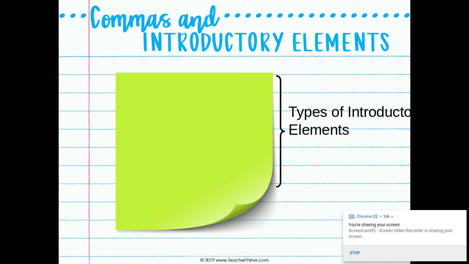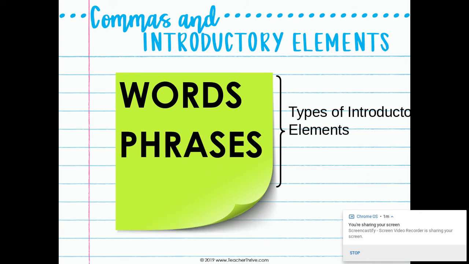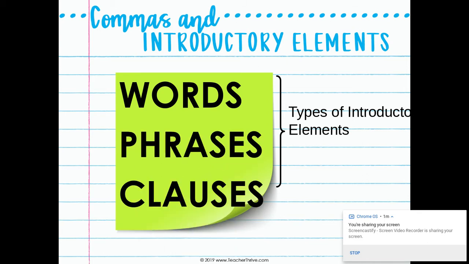Okay, so there are three different types of introductory elements. The first one is just using a single word. The next type is phrases. And the third type is clauses. In the next few slides, we're going to look at some examples of each and really work to understand what each one of those means and looks like. So we're going to look at words first.